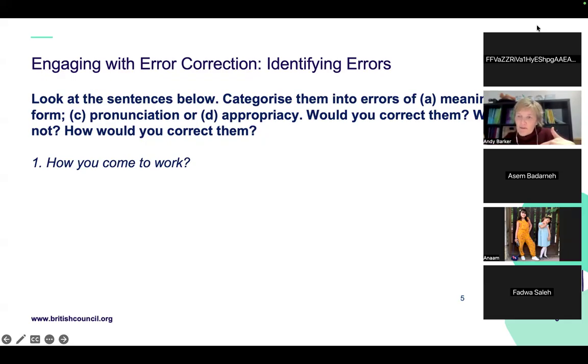Okay, who can tell me what's wrong with this sentence? How you come to work? What's missing? And then they will tell you. And then, okay, and this question so that they get familiar. Okay, continue. And then they can continue.